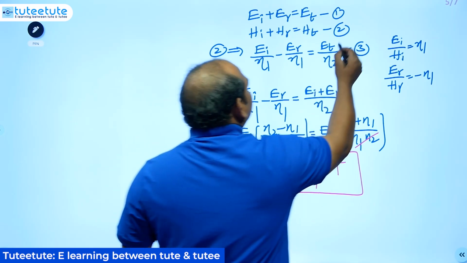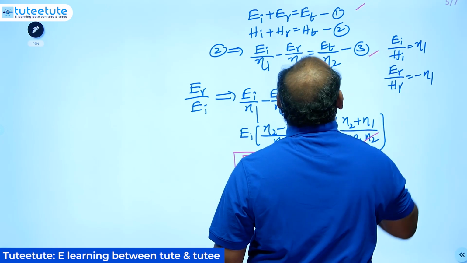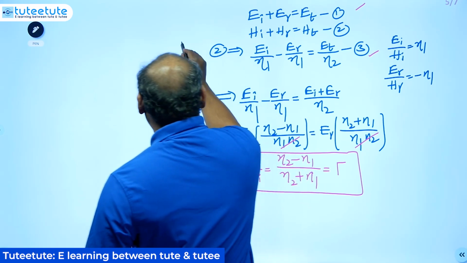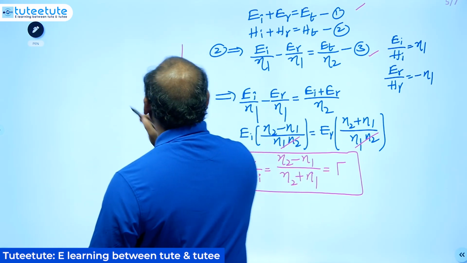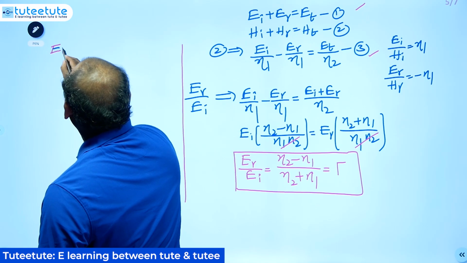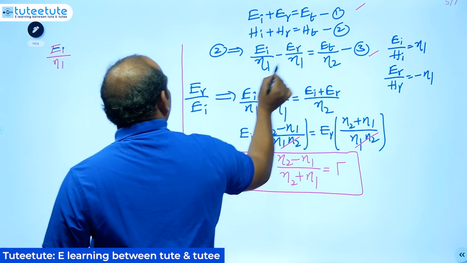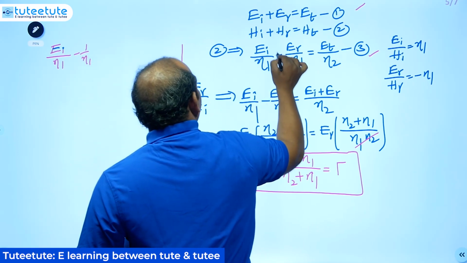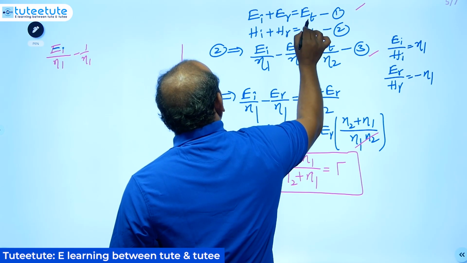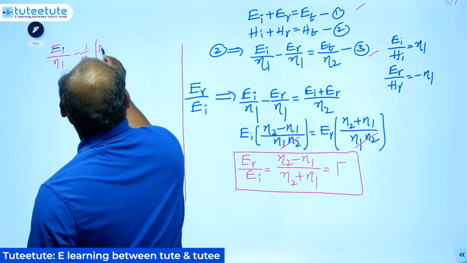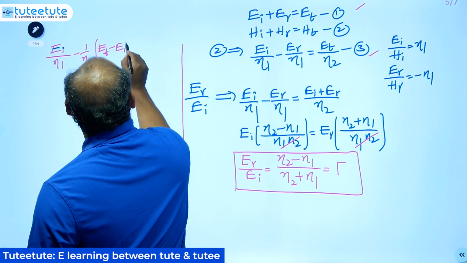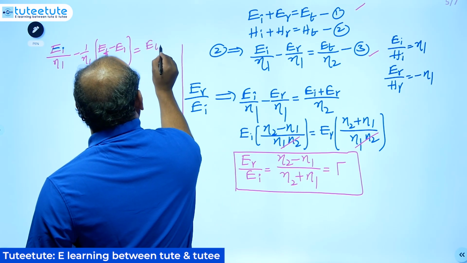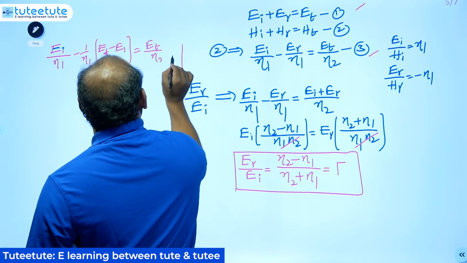So now again you see equation 1 and equation 3. Now replace this ER in terms of ET. That analysis I am doing here now. So see carefully, EI by eta 1, this ER we have to replace. So minus 1 by eta 1 I am writing first. Next, ER can be written from equation 1, that is ET minus EI. So ET minus EI, that is equal to ET by eta 2. Like this we can write.